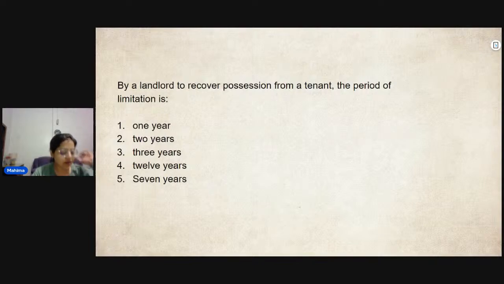Acha, tell me one thing. Yes, it is 12 years. If there is a conflict between this limitation act and the state rent act, suppose Delhi Rent Act or maybe MP Accommodation Control Act, which law will prevail? Indian Limitation Act or the state local act?